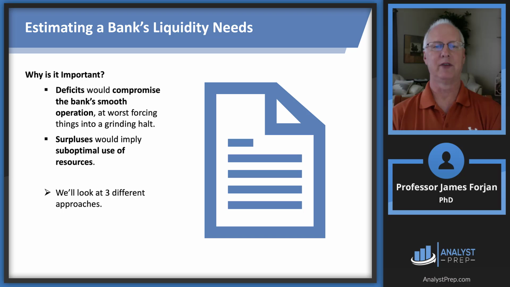This should be an obvious slide. Why is this important, estimating a bank's liquidity needs? Deficits would compromise a bank's smooth operations, right? And surpluses would imply a suboptimal use of resources. And so in that second one there, I always tell my corporate finance students that we call that underinvestment. So how do we manage these liquidity needs?